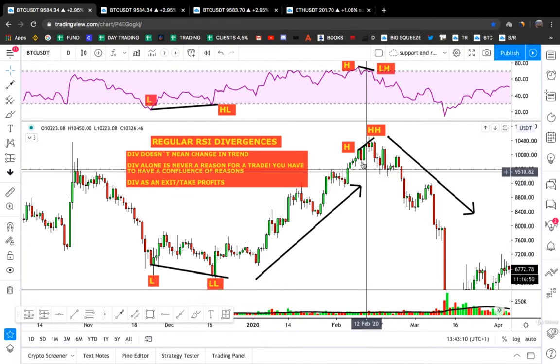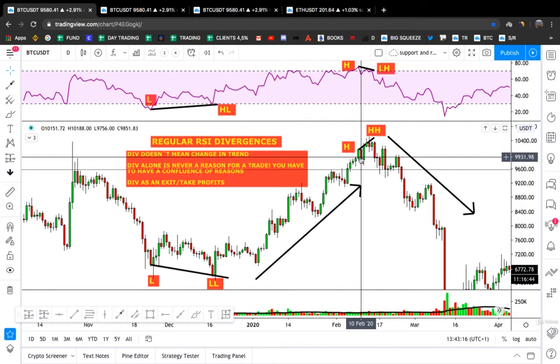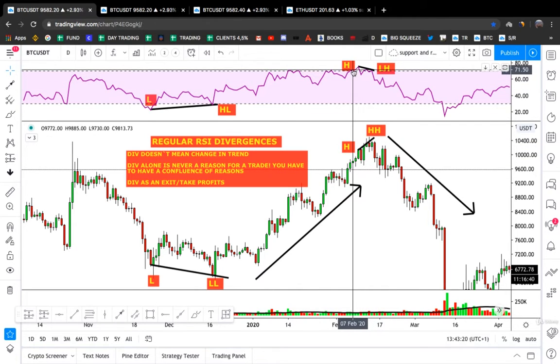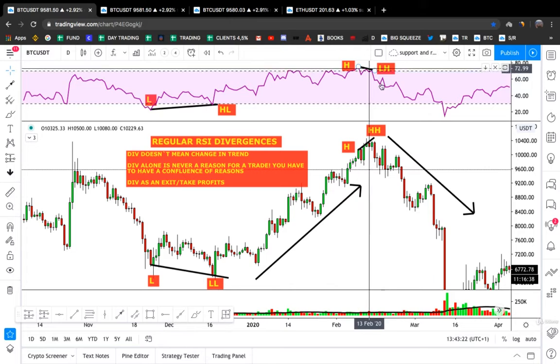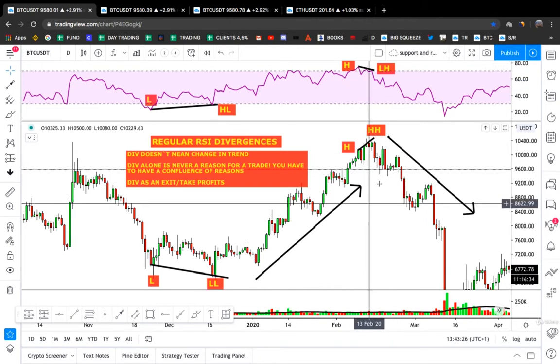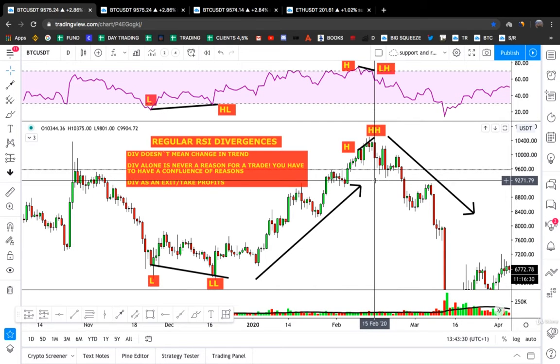Bearish divergence on the opposite side is basically exactly the opposite. So the price is going to make a high and then a higher high, while RSI is making a high and then a lower high. This is a bearish divergence. So I hope it's clear for the ones of you who are not really aware what divergence is.